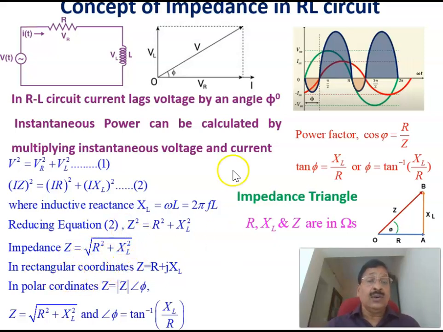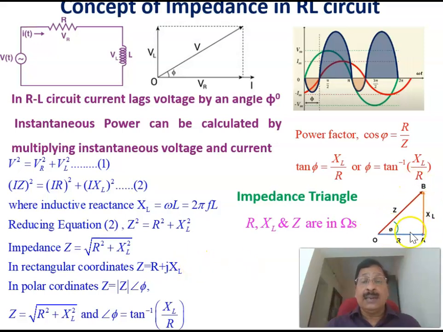And in rectangular coordinates, for an RL circuit, we represent it as R plus jXL. For example, this is the impedance triangle of an RL circuit. This is the resistance and this is the inductive reactance XL, and the vectorial sum is called the impedance. This angle is equal to the power factor angle phi.